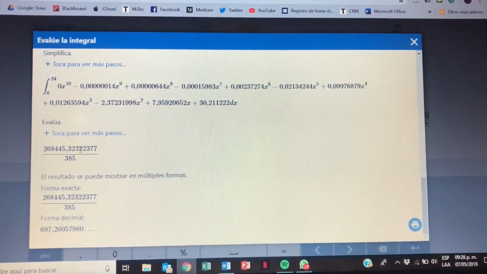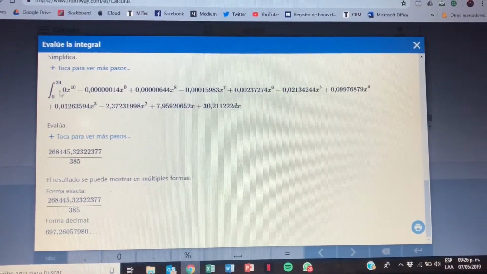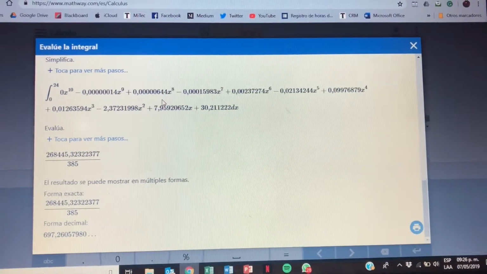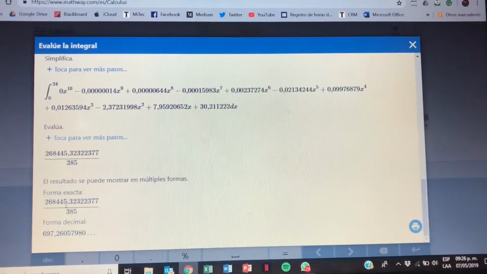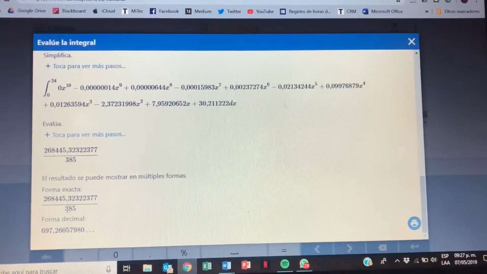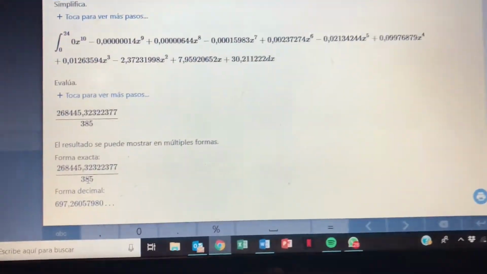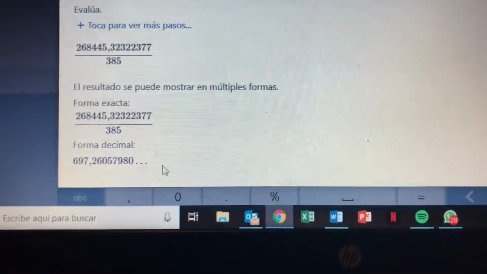Okay, we get the exact answer, once we apply the 24 and the 0 limit, and we make the operation. So we have this result, this fraction here, that is the exact result, and when we turn it to decimal form, we're gonna get this result. This is the final and official result.